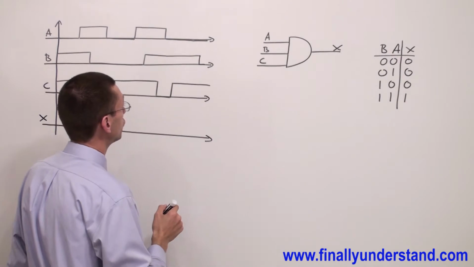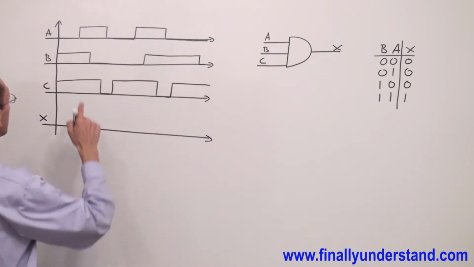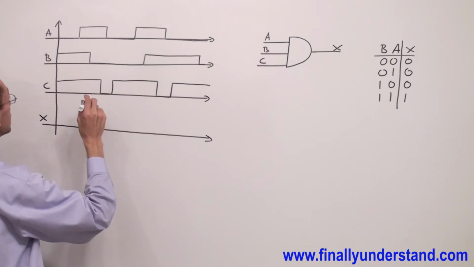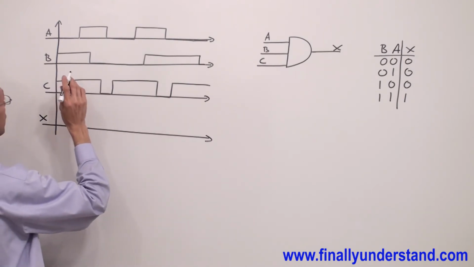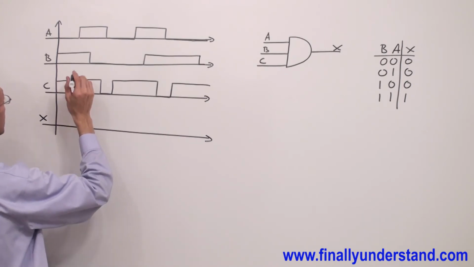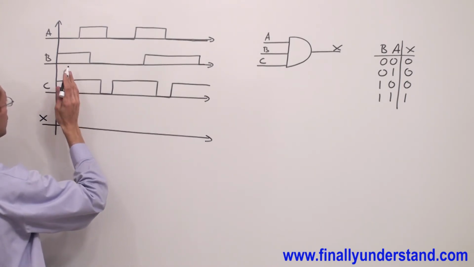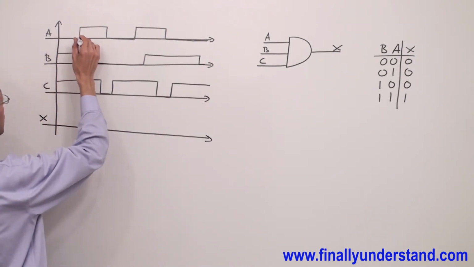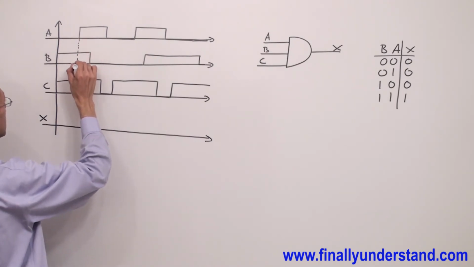So what are we supposed to do first? We're supposed to look at each waveform separately and simply mark every single transition from 0 to 1 or 1 to 0. And from that point, we're supposed to draw the dash line. So we have 0 and we have a transition from 0 to 1. That's why I'm going to draw a dash line over here.